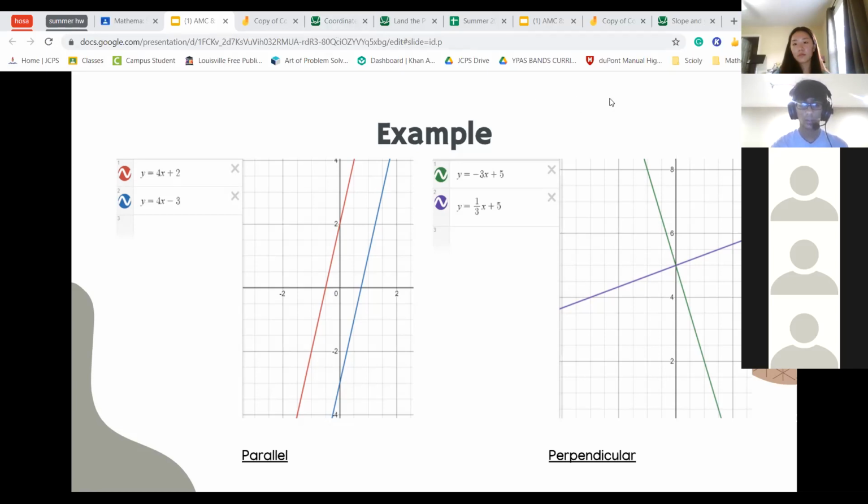And then the same thing for perpendicular lines. You have a slope of negative 3, and then you have a slope of 1/3, and those two multiply to -1, which means that they are perpendicular. And you can kind of look at the graph and tell that these two lines are perpendicular. Yeah, so you look at the right angle. So that's how you know they're perpendicular.